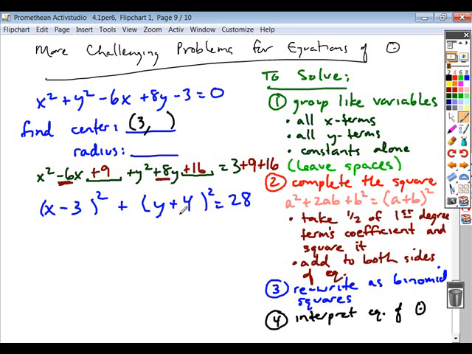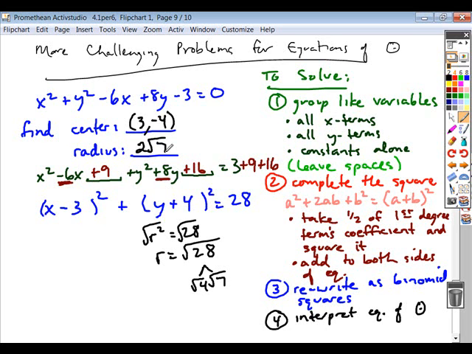3, and what value of y gives you a 0 in here? Negative 4. So there's the coordinates of our center. And then our radius is, now again, remember this r squared is what's equivalent to 28. So to find the radius, we square root that. Are there any perfect square factors we can remove from 28? Root 4 times root 7, and root 4 simplifies to 2. Root 7 stays under that radical.